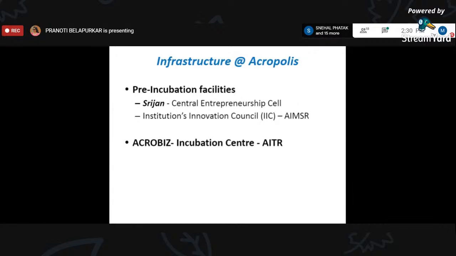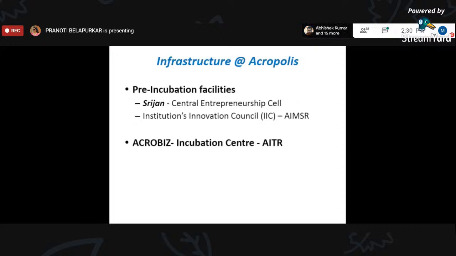Secondly, every institution of the Acropolis group has its own IIC, that is the Institution's Innovation Council. Similarly, AIMSR has its own now. Initially it was not, but since last year we have our own IIC. And similarly, AFMR is also having its own. You can talk to your coordinator. I think Snehal Phatak ma'am is the coordinator of IIC there. You can talk to her at AFMR to know more about it.